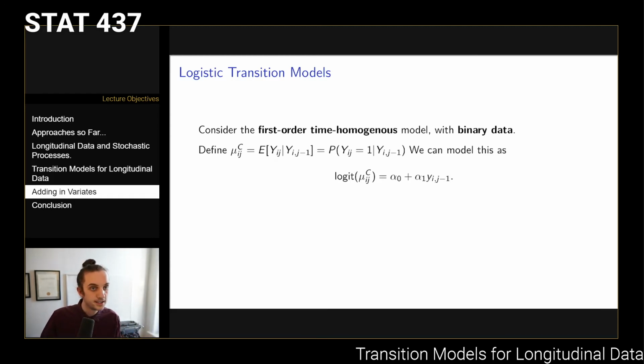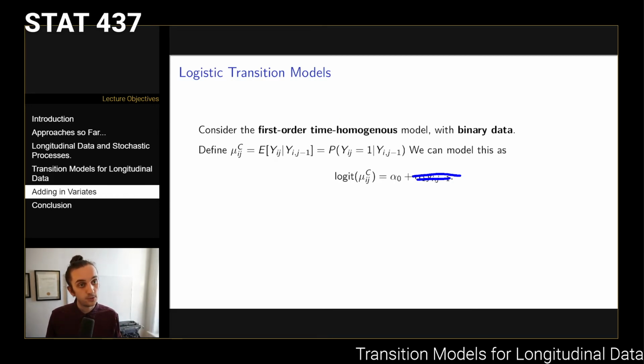Well, if you're in state 0 at the previous time, then this term is just going to be a 0, and we get that the logistic regression is going to be alpha 0. So the probability that you're in state 1, given you were in state 0 previously, is going to be the expit of alpha 0, right? And then, of course, the probability that you're in state 0, given you were in 0 previously, is just 1 minus that value, right? Because they have to sum to 1.